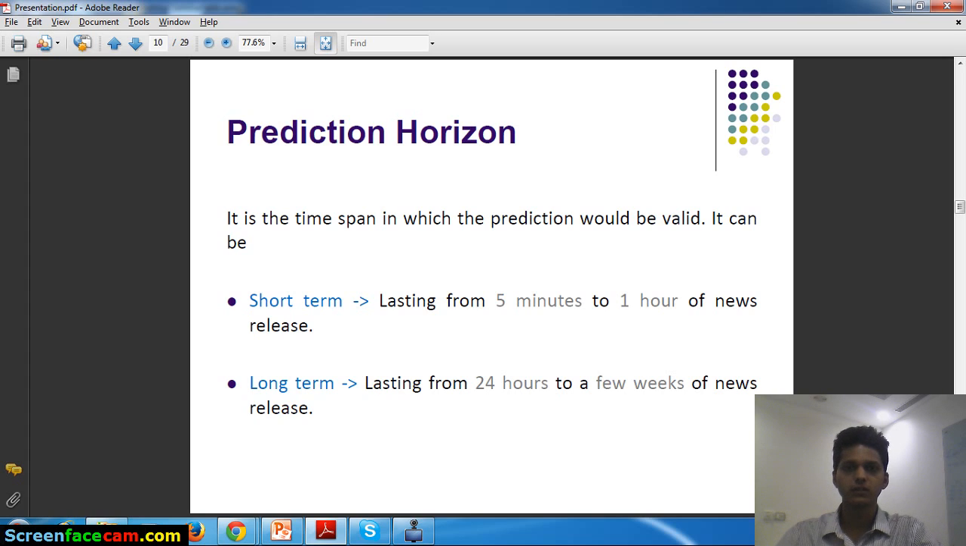When we're talking about short term, it could mean that the prediction is valid anywhere from 5 minutes to 1 hour of news release. But when we're talking about long term, this means that the prediction is valid anywhere between 24 hours to a few weeks of news release.